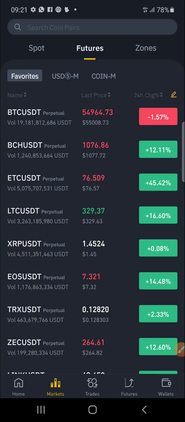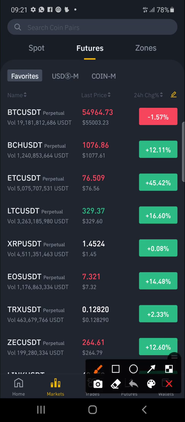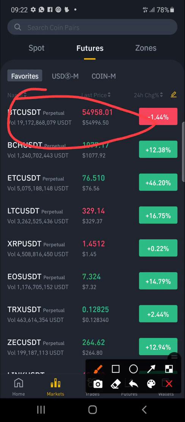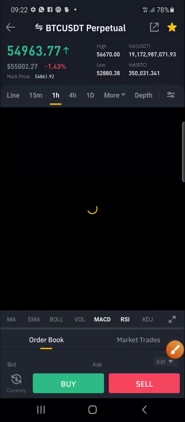So okay, let's go. Let's assume now we want to trade, let's use BTC/USDT as an example to show you how to place a trade on futures. All right, let's go.